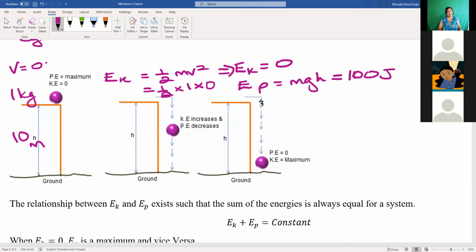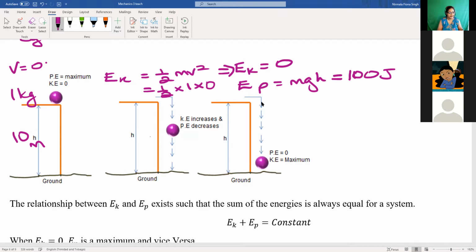100 joules. So we can see here that the maximum potential energy in this system is 100 joules, and we can see here that the kinetic energy is 0. Now let's use some physics and some common sense and some practical knowledge as this object starts to fall down.